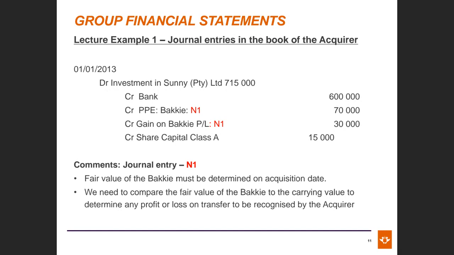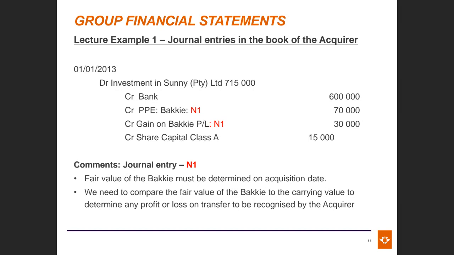So we had cash of 600,000, we had the baki that was transferred, and then we also had share capital. So remember, POP issued 1,000 shares that were worth 15 Rand each. So they are crediting their share capital account to show the issue of these shares. Okay.